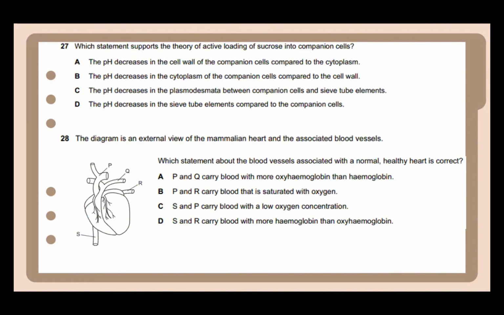Which statement supports the theory of active loading of sucrose into companion cells? The answer is A. The diagram is an external view of the mammalian heart and the associated blood vessels. Which statement about the blood vessels associated with a normal, healthy heart is correct? The answer is B.